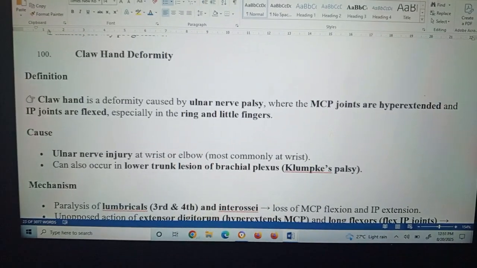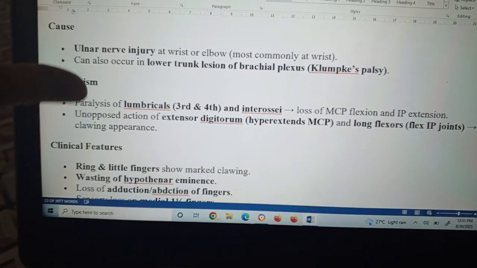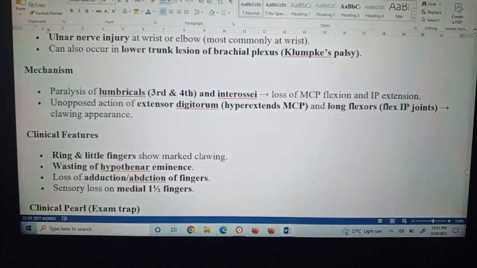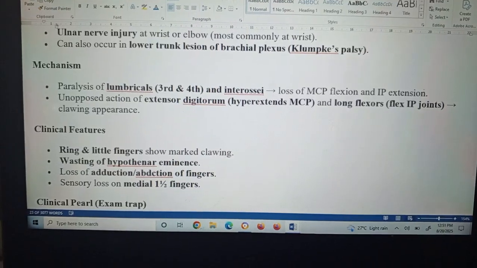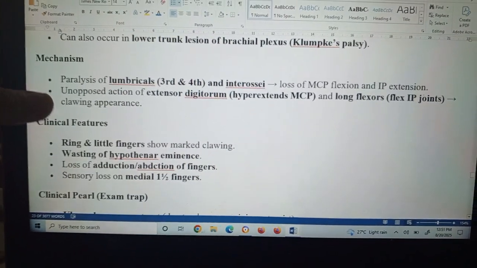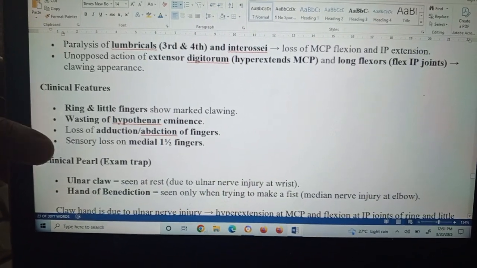I am going to make a separate video for that, do not get confused, okay? But try to perform it with your hand. The mechanism is paralysis of the third and fourth lumbricals and interossei, with loss of metacarpophalangeal flexion and interphalangeal extension, unopposed action of the extensor digitorum causing hyperextension of the metacarpophalangeal joint, and the long flexors.